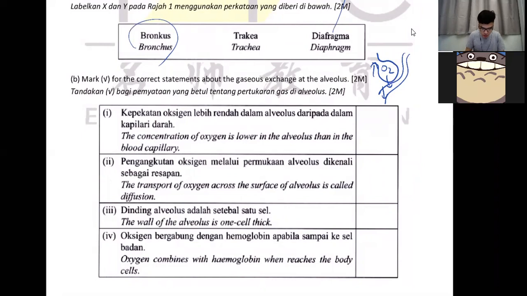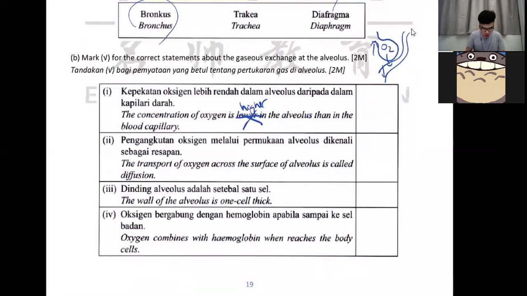So is this true? No, this is false. Okay, because concentration of oxygen is lower in the alveolus. No, it's higher in the alveolus. Okay, so this is wrong. This is higher. Okay, next, number 2. Transport of oxygen across the surface is called diffusion.